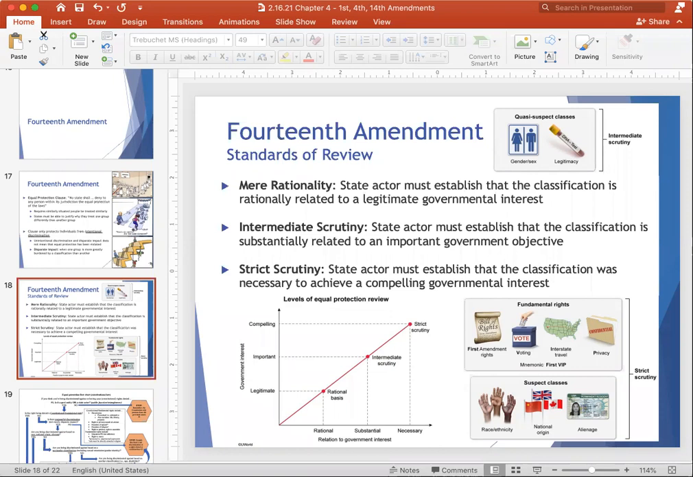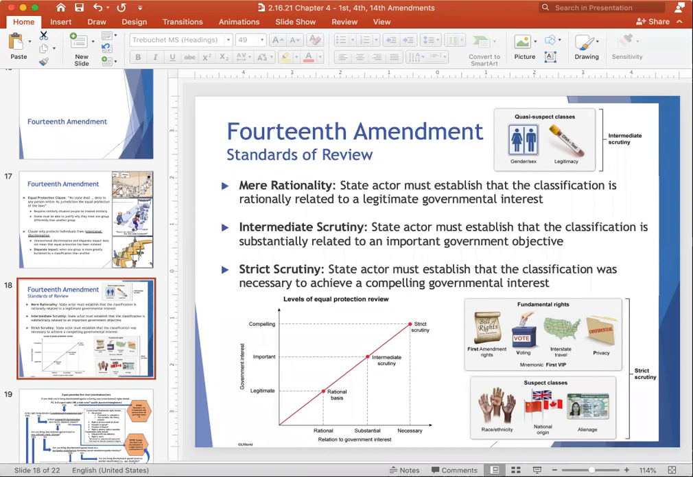I hope you can tell not only in my inflection, but also in the graphic below, that the level of burden continues to increase as the standard of review advances. So mere rationality is the lowest burden of proof for the state actor. It's the easiest to prove in court. Intermediate scrutiny is a bit harder. Strict scrutiny, oh my goodness, it is almost impossible. It is a very, very stringent test. Very few state actors have ever survived this test and been able to prove that their actions are constitutional.